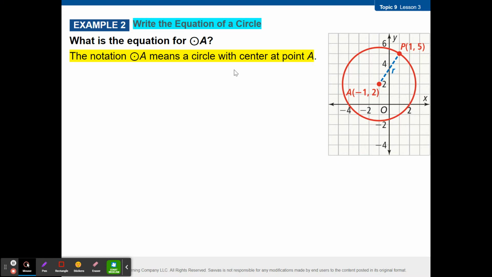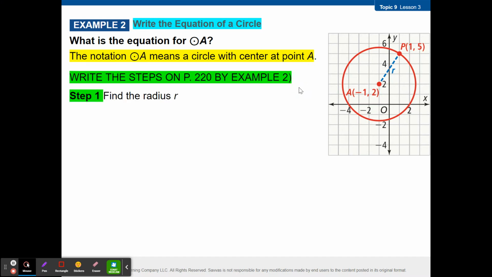So now what happens if we don't have a radius but we have a point? All right, so what is the equation for circle A? The notation for circle A means a circle with center at point A. So the first thing we're going to do is find that radius. Now, how do we set this up? Well, we're first going to set up that equation.